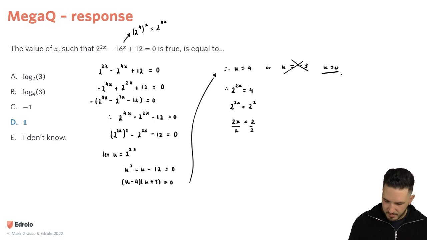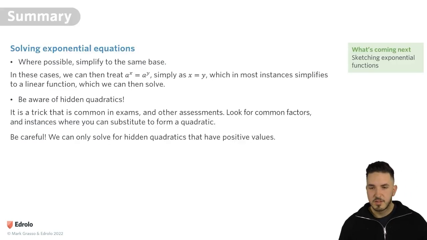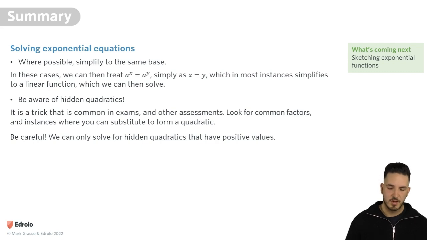And we're left with x equals 1. So in summary, when we want to solve exponential equations, where possible, simplify to the same base. In these cases, we can then treat a to the power of x equals a to the power of y simply as x equals y and go on our merry way of solving those equations. Essentially, it almost becomes linear for the most part.